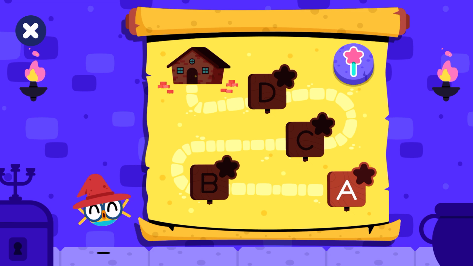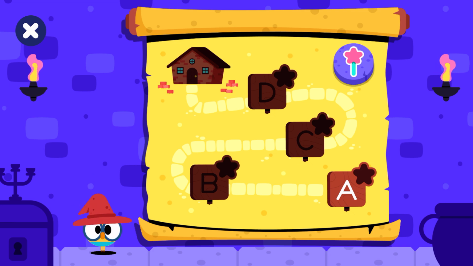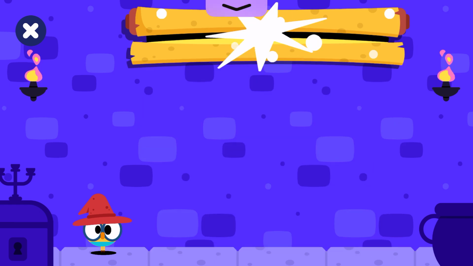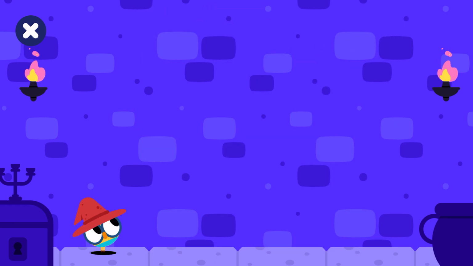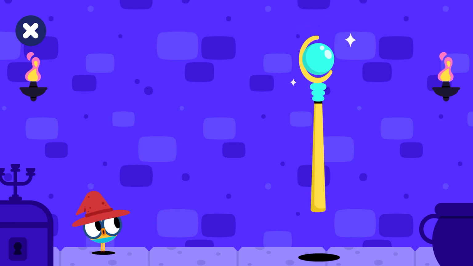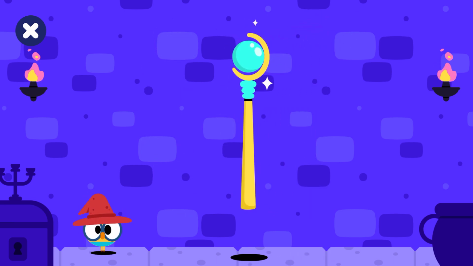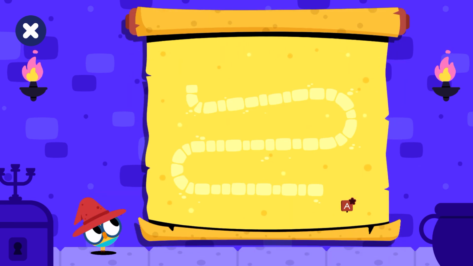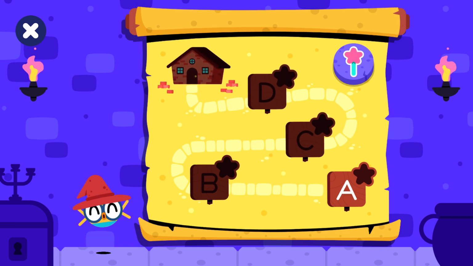This is your progress map. Tap on the first level to play it. Choose your favorite one. Good choice, young wizard. Choose a level.